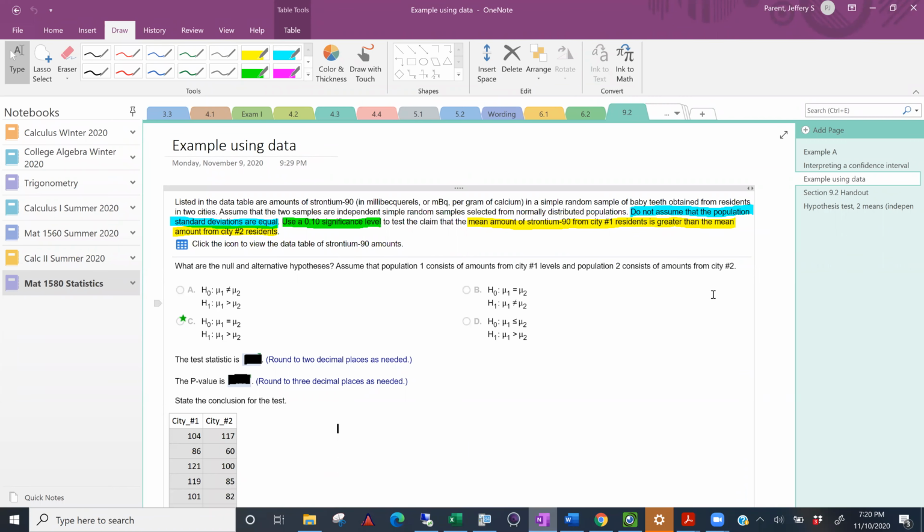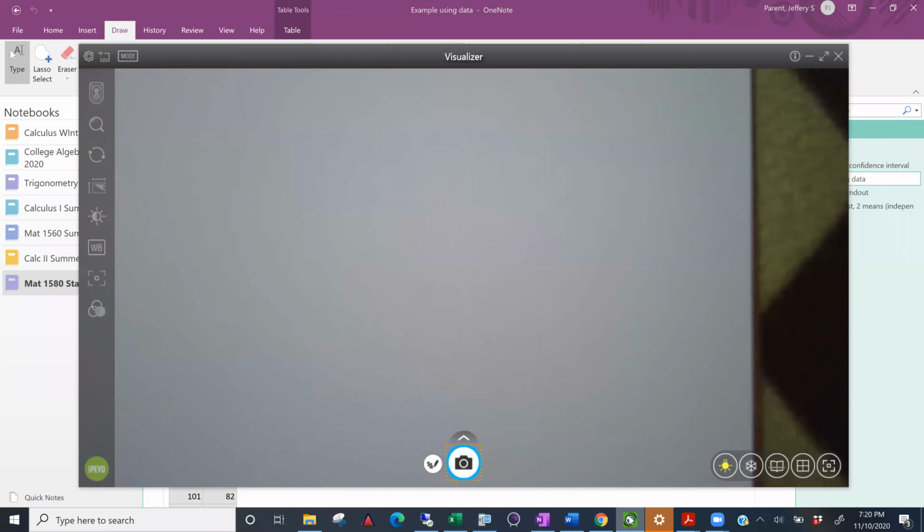So they're telling you what button to click when you're working with Statdisk. We're going to do this at a 10% significance level. And in yellow here, I've got what we need to test. Test a claim that the mean amount of strontium-90 from City 1 residents is greater than the mean amount from City 2 residents. So, we're going to follow through with our Detroit and Chicago thing, then we'll make Detroit City 2. But let's write down some information here.